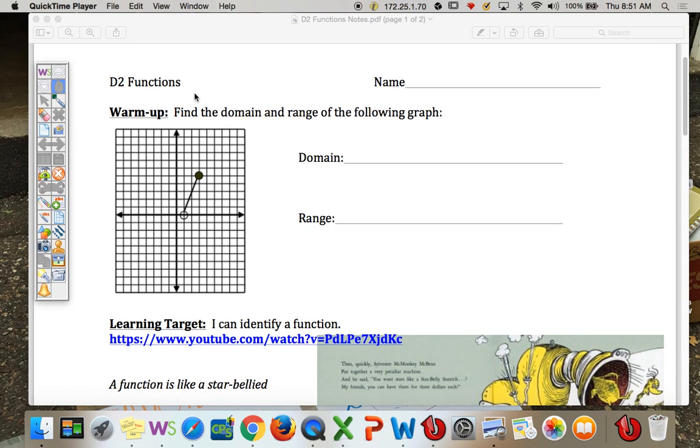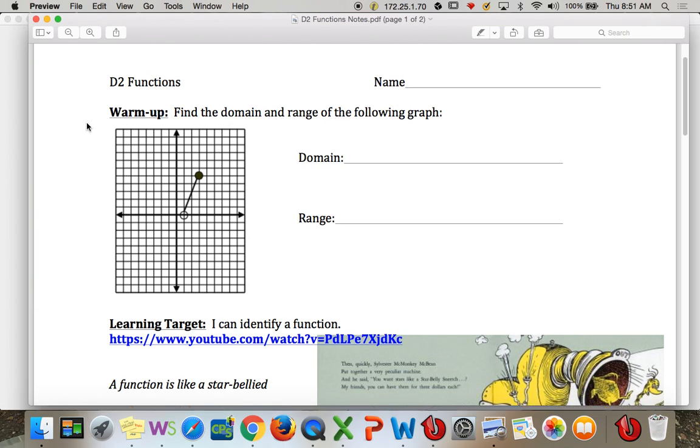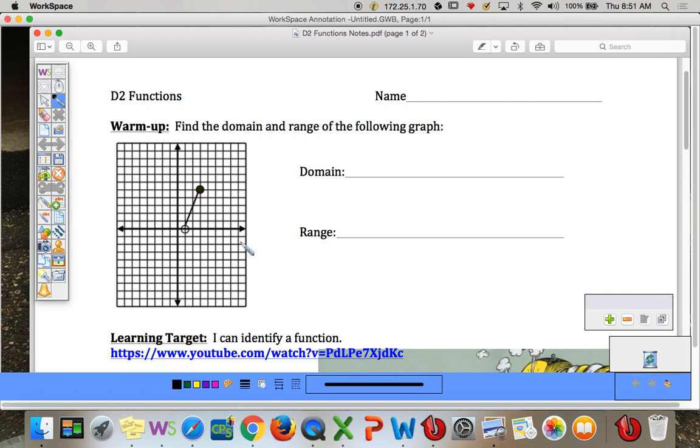We are going to look at functions. Let's start with the warm-up. Find the domain and range of the following graph. So domain is all possible x values. So let's write this down. Domain is x values, range is all possible y values.